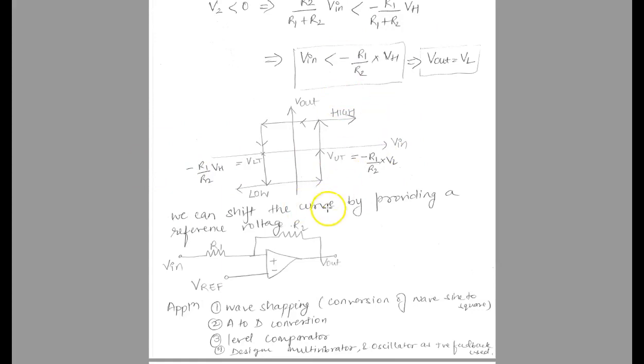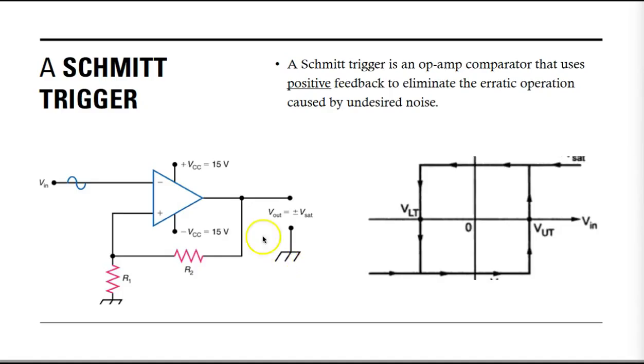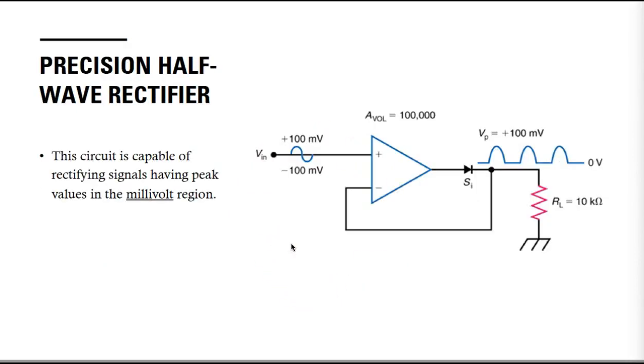So that's your Schmitt trigger, and in applications it can be used in wave shaping, analog to digital conversion, as a level comparator, in multivibrators, in oscillators, and as a positive feedback circuit. So that was the Schmitt trigger, and next we have the precision half wave rectifier.